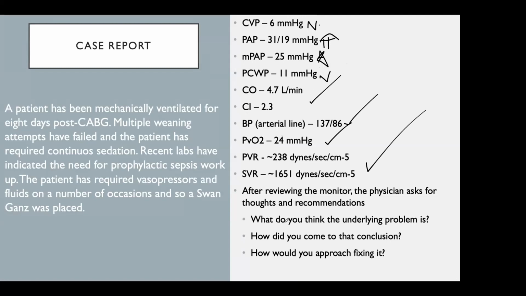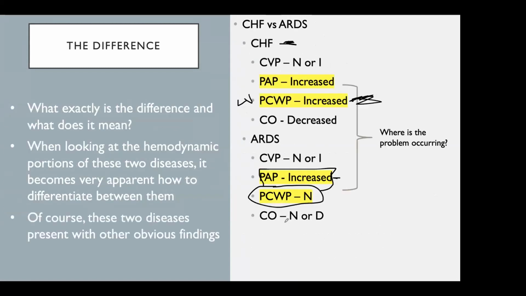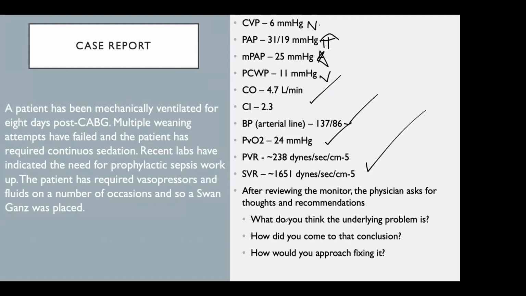Well, if we go back and look at our little representation: increase, increase, increase, normal. So increase, increase, normal. I'd have to say it's ARDS, right? And how would I have come to that conclusion? Well, it was pretty well set up by the description here, but I'm looking at my pulmonary capillary wedge pressure versus my PAP, right? How would I approach fixing this? Well, we need to get some antibiotics. We need to fix the underlying problem, right? Because if not, all of these things are just going to keep getting worse.